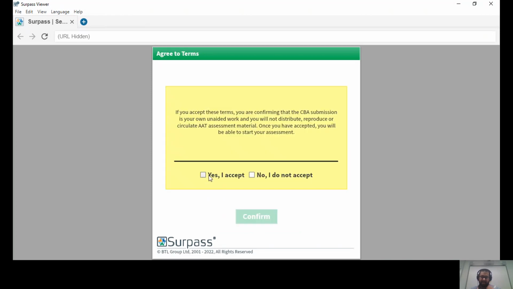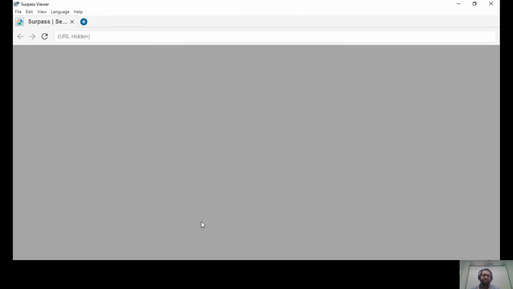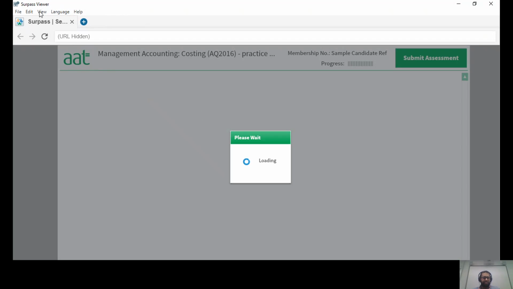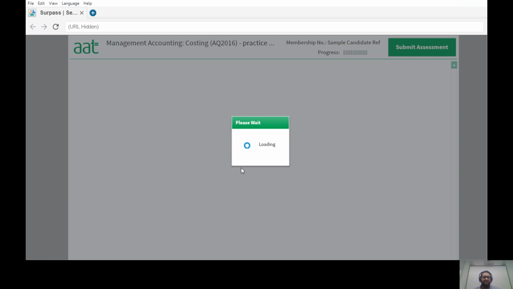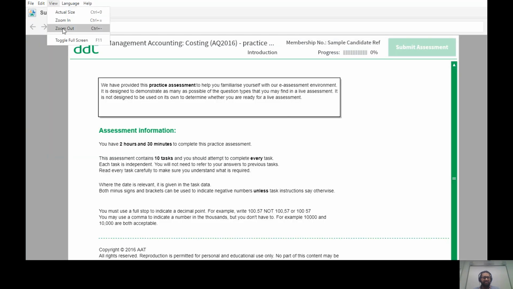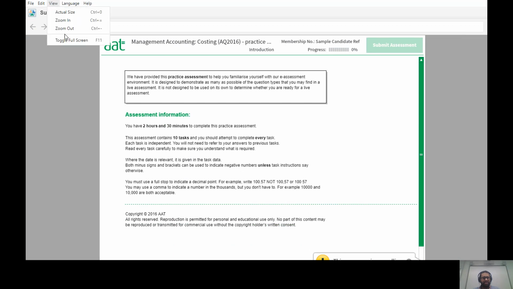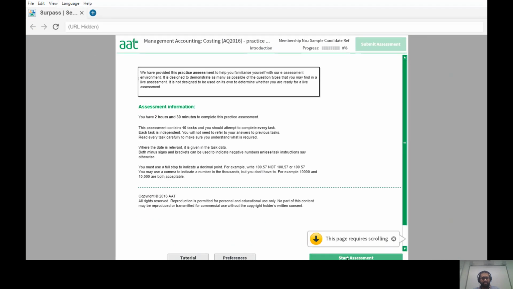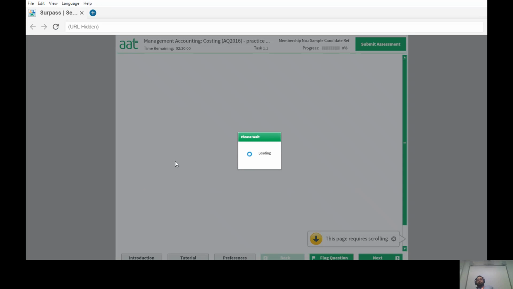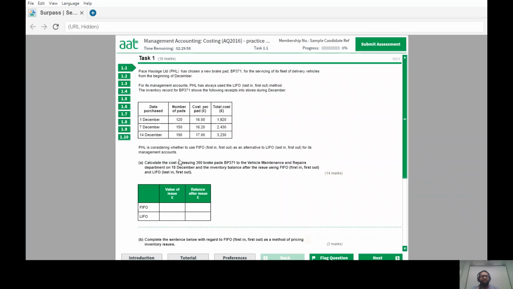At the moment, it's under an assumed name, or a demo user, because as usual, I'm using the AAT website to do this one. So let me see whether I can toggle the full screen on it, and then I'll be able to start the assessment. Once I can see a little bit more, zoom out. Yeah, here we go. I'm here now. We're already in the first question.